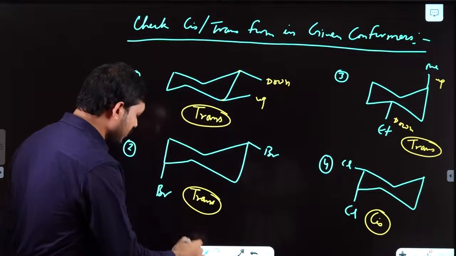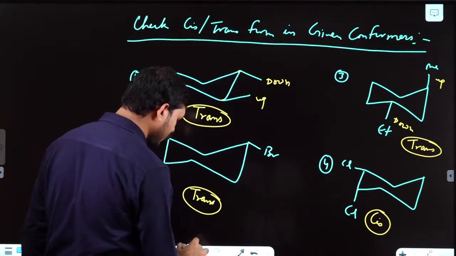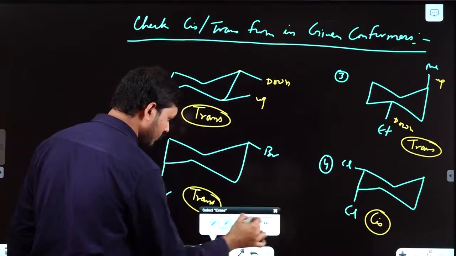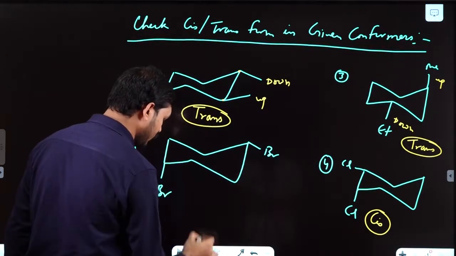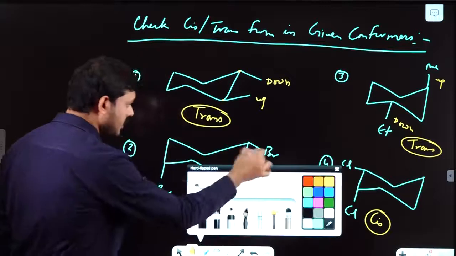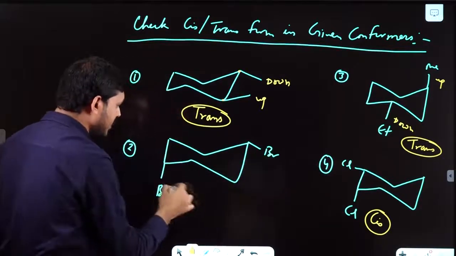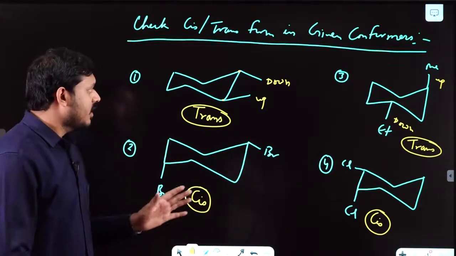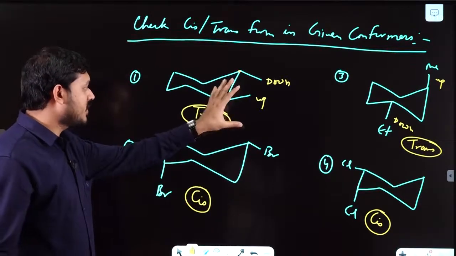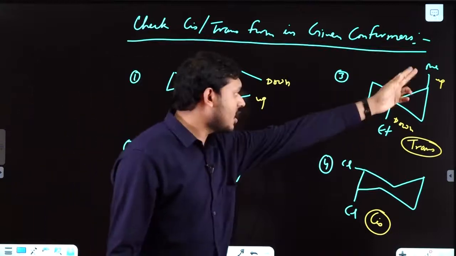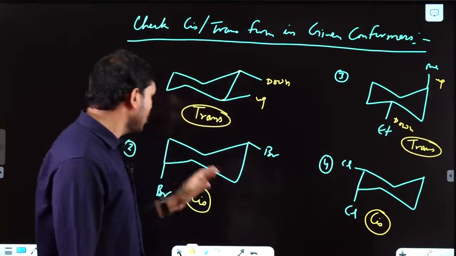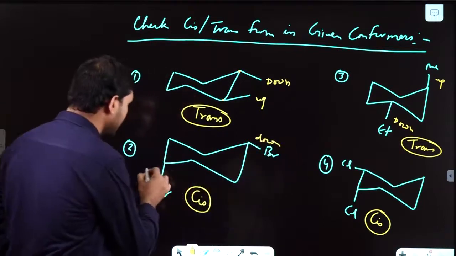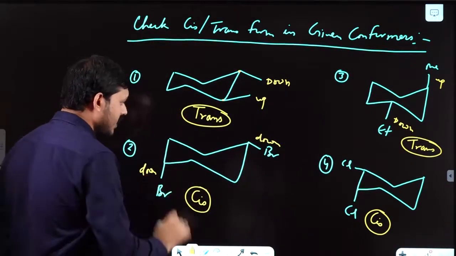This is down and this is down. Wait, this is down and this is down, so this will be your cis part. So simply I can say, if both the groups are not on the same side, it will be trans, just like here, up and down, so it is trans. If both the groups are on the same side, like this is down and this is down, so it is cis.